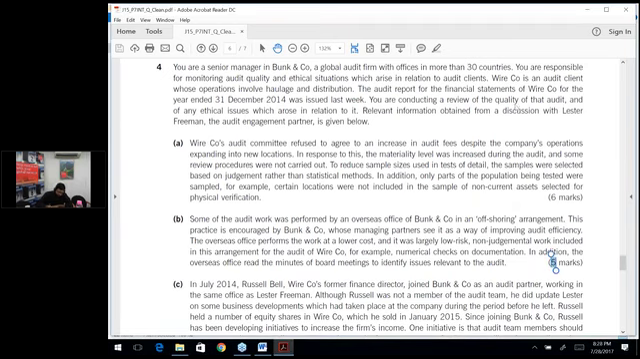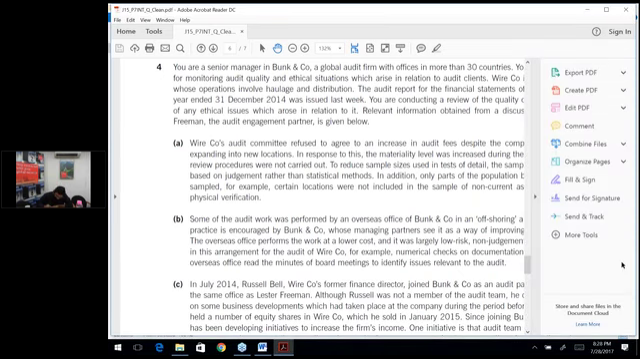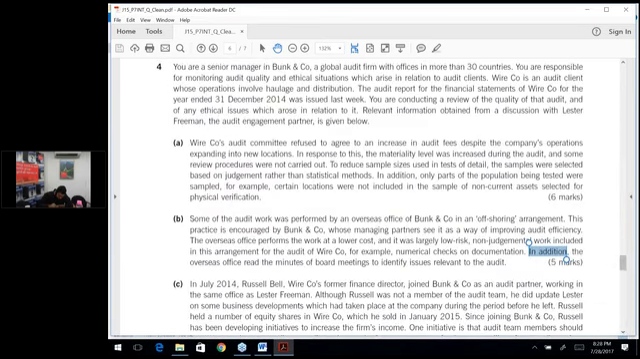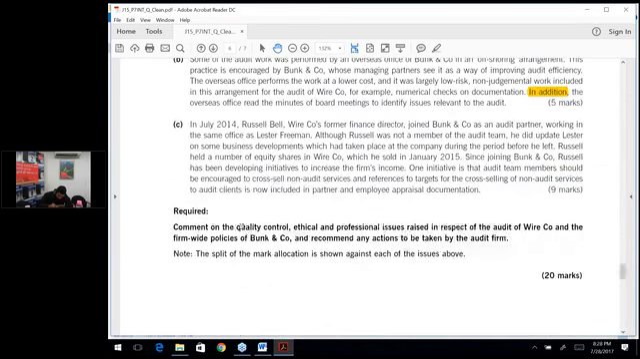Okay, now, one thing is, if you look at the requirement of this question, you'll figure out that it says comment on the quality control, ethical, and professional issues raised in respect of the audit of Wire company and the firm-wide policies of Bank and Co., and recommend any actions to be taken by the audit firm.